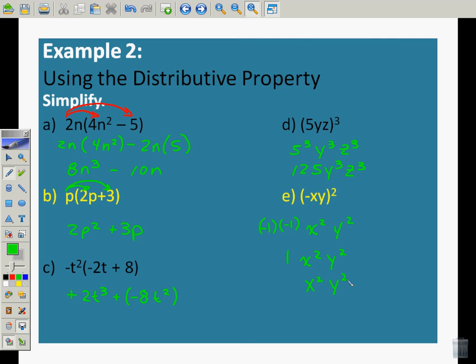Your homework assignment will be given to you. This is multiplying monomials. It's really a matter of adding the exponents. So good luck with your homework.